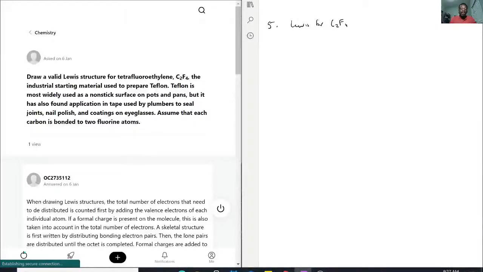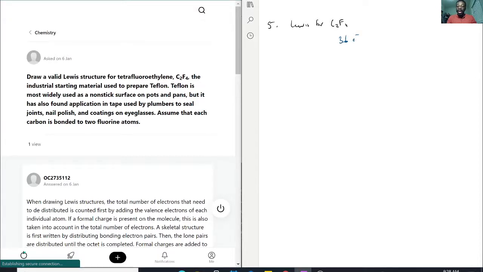And we have to assume that each carbon is bonded to 2 fluorine atoms. So let's see here. How many atoms do we have total? 6: 2 carbons, 4 fluorines. Carbon has 4 valence electrons, so that is 4 times 2, because there's 2 of them. That's 8 electrons. And fluorine has 7 valence electrons, so that's 4 times 7, which is 28, plus 8. We have 36 electrons in total we need to distribute.